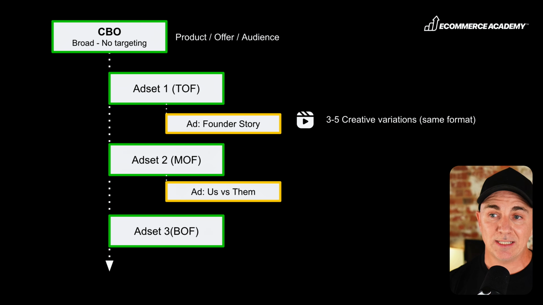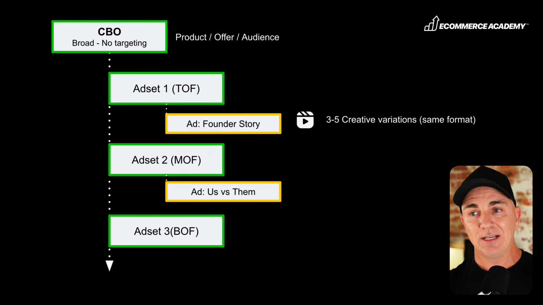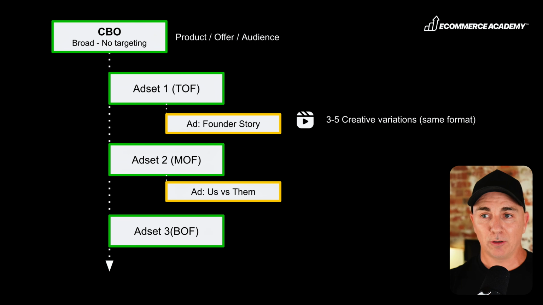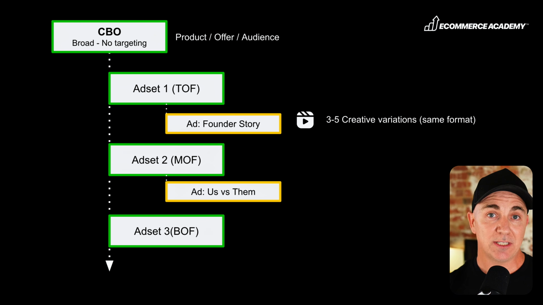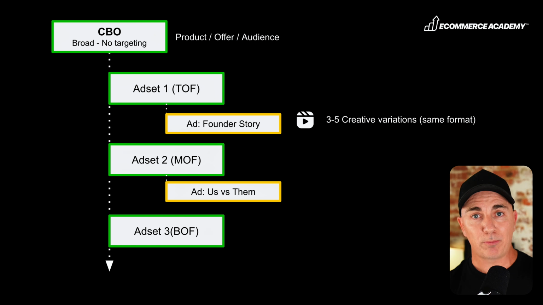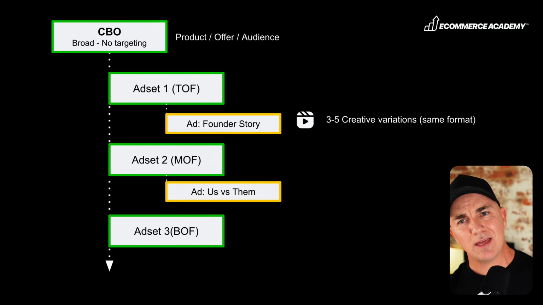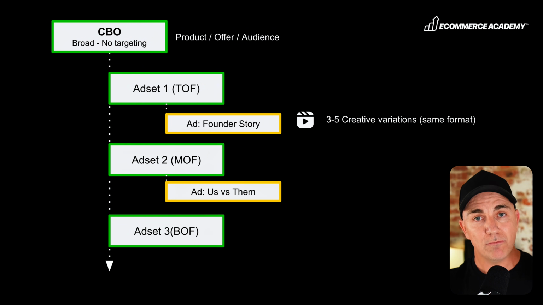Now, if we move into ad set number 2, we want to do a middle of funnel style ad. So this is an us versus them, or it could be features and benefits. It could be something like that. Now, the reason us versus them is good is because if they're seeing my product and someone else's product, but they've never heard about my product before, then they're not going to know who I am, and they're just going to bounce off and not know about it. But if they've seen the founder story ad and they're like, hey, I know that product, and then it's an us versus them, it's moving them down the funnel.